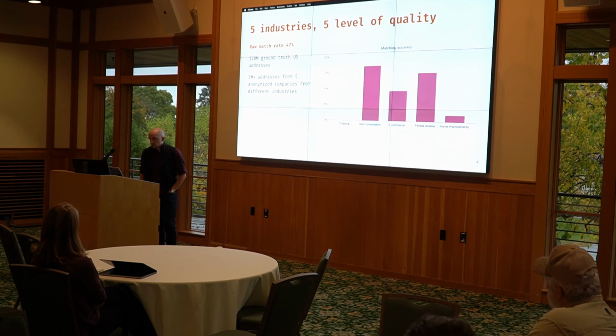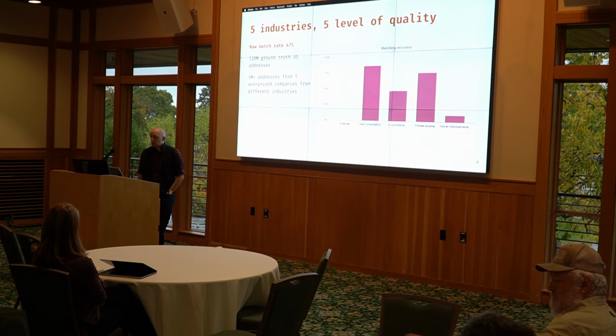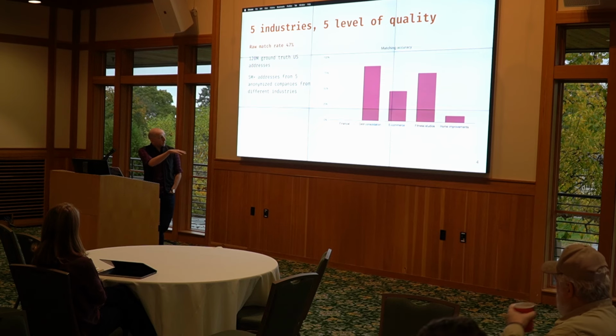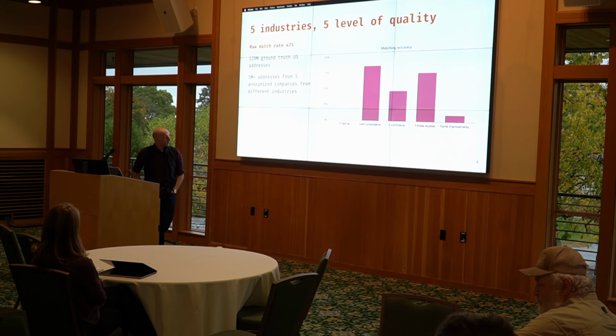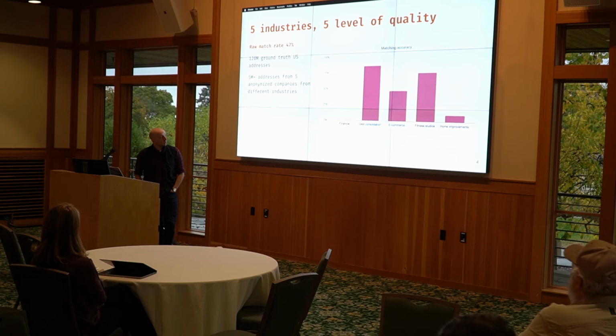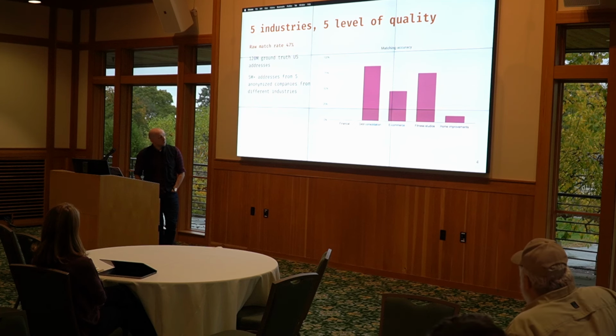So before diving into the solution, let's just establish some benchmark. So like I said, our ground truth has 120 million addresses that are coming from different vendors. So they have different formats, different levels of quality. And our test data is 5 million addresses across 5 different anonymized companies. And I've listed those by their industry. So we've got financial industry, debt consolidation, e-commerce, fitness studios, and home improvement.